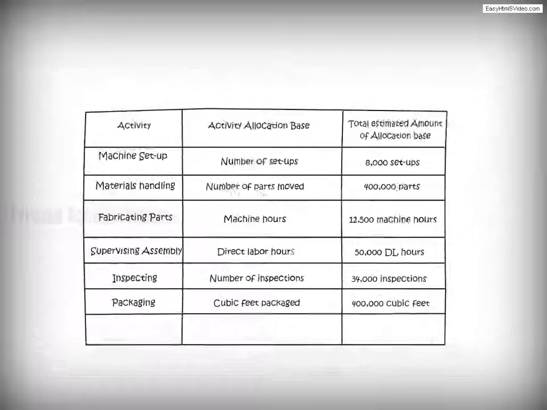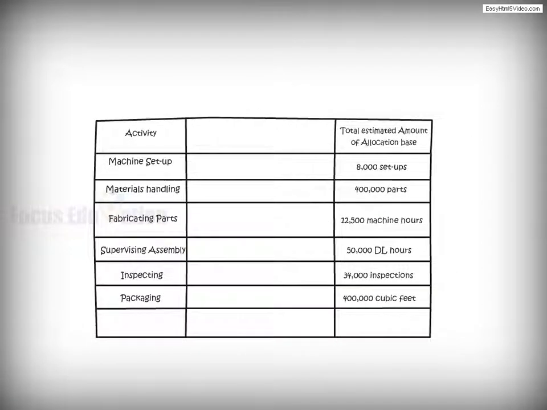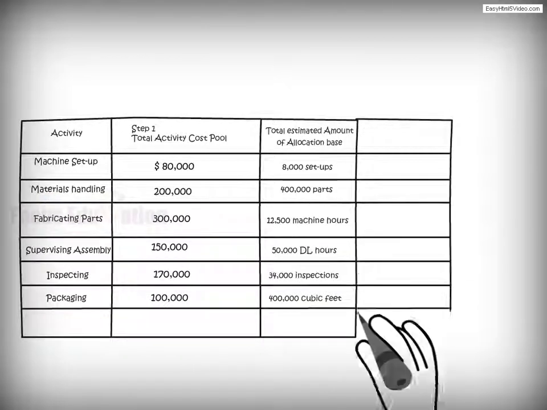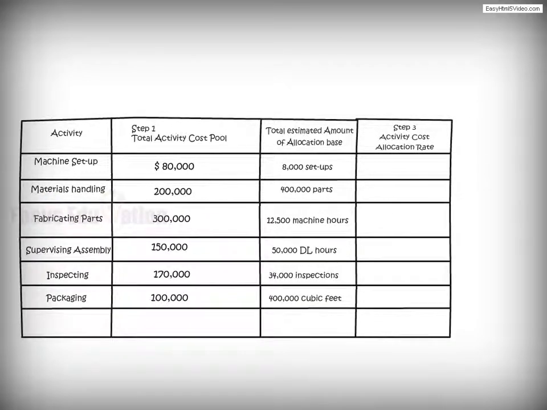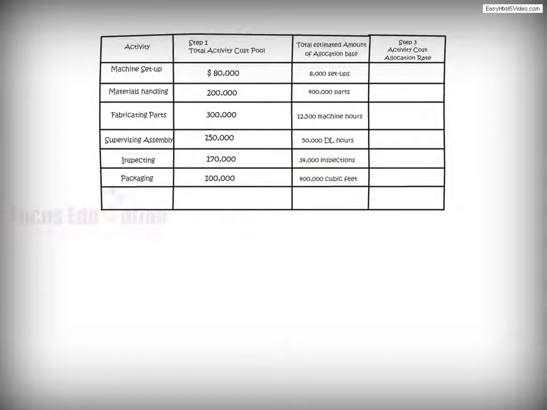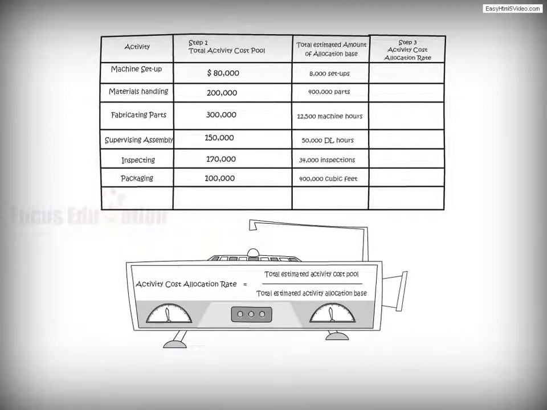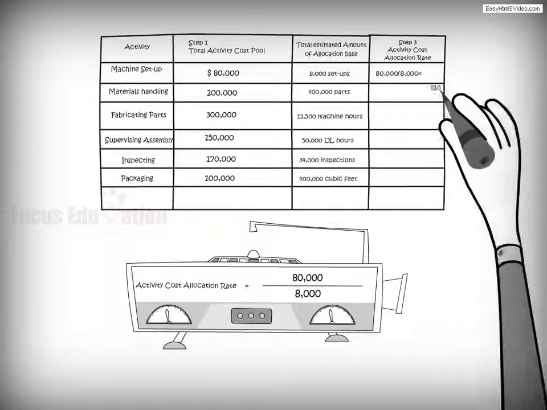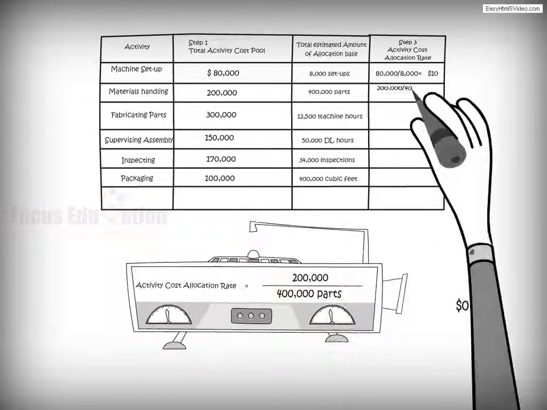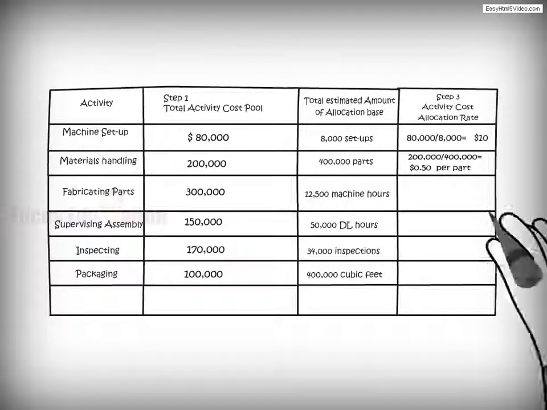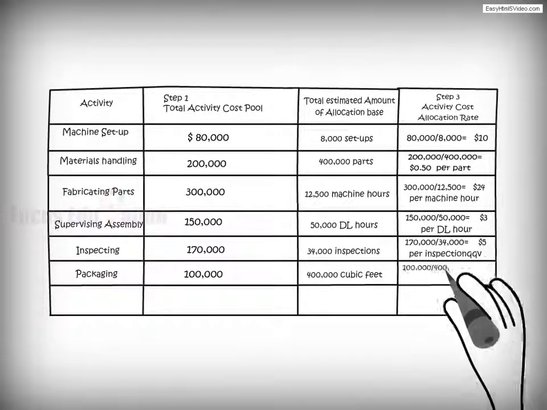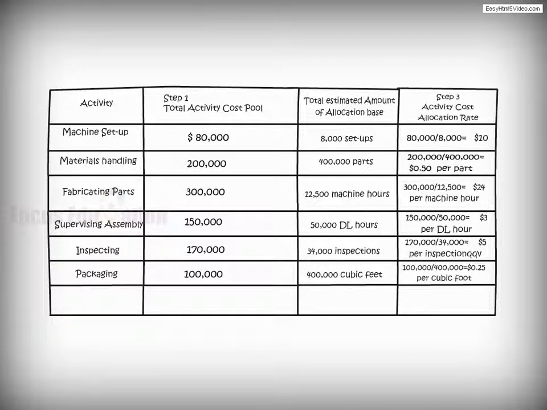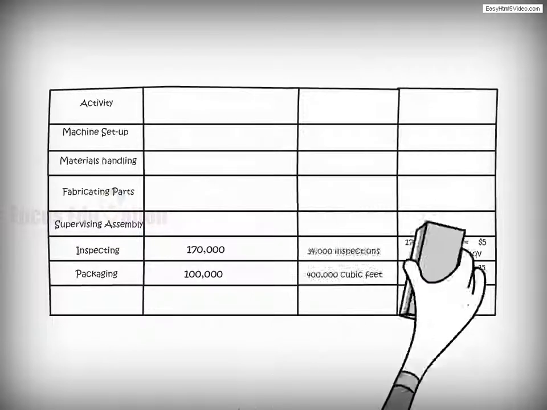After selecting an allocation base for each activity, the company calculates its activity cost allocation rates for each activity as the third step. They do so with the help of a formula, which divides the total estimated activity cost pool by the total estimated activity allocation base. Because these rates are estimated beforehand, the company uses them to allocate manufacturing overhead to specific jobs during the year.